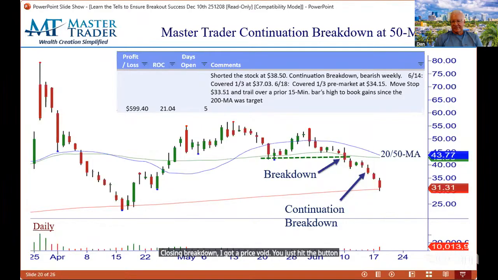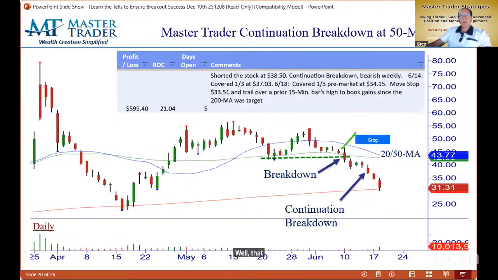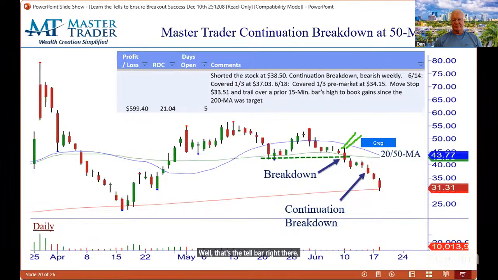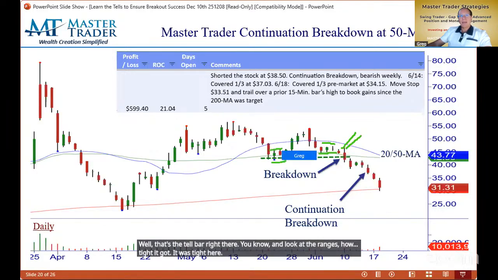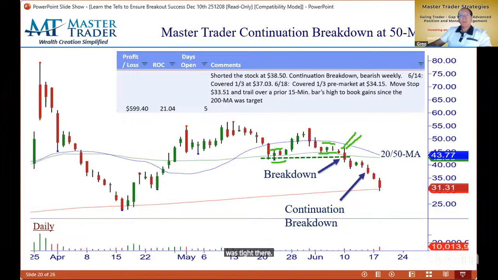So it's a breakdown. Well, that's the tell bar right there. Look at the ranges, how tight it got. It was tight here, it was tight there. It went up and it came right back down again. It came up into this resistance area.